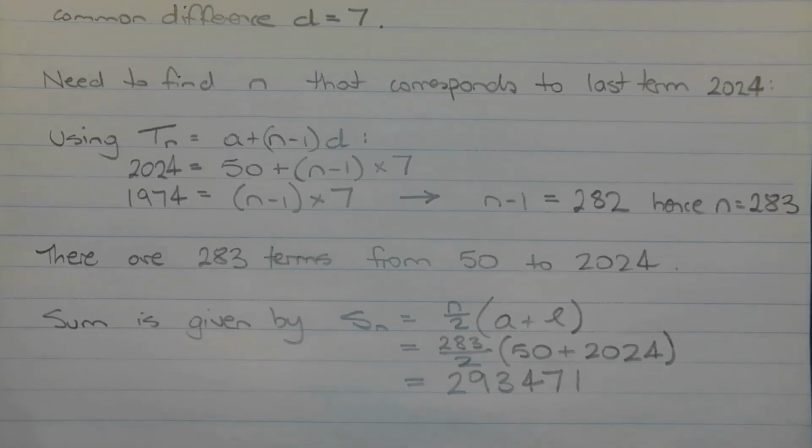So S 283, that's the sum of the first 283 terms of this series, is given by 283 over 2 times (50 plus 2024), and that equals 293,471.